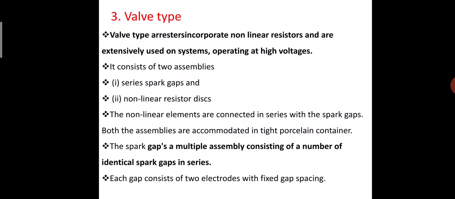The spark gap assembly consists of a number of identical spark gaps in series. Each gap consists of two electrodes with a fixed gap spacing at normal circuit voltage.